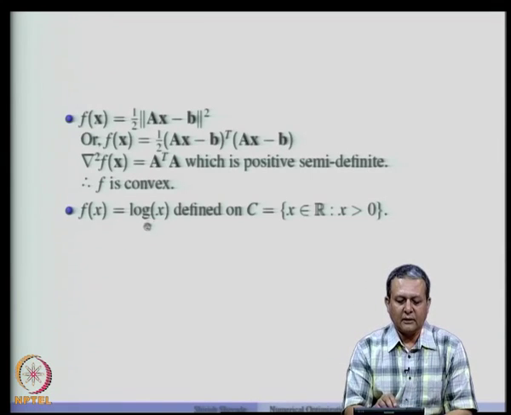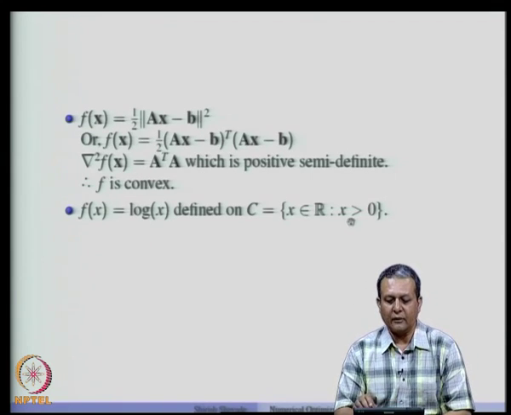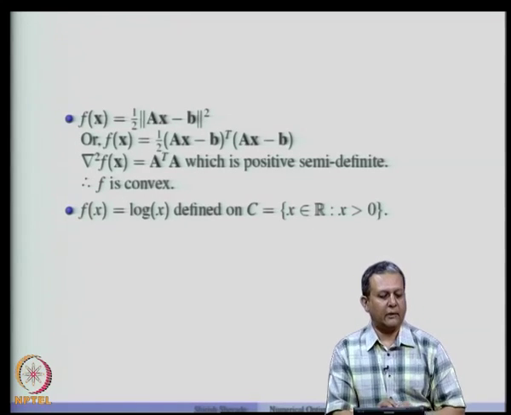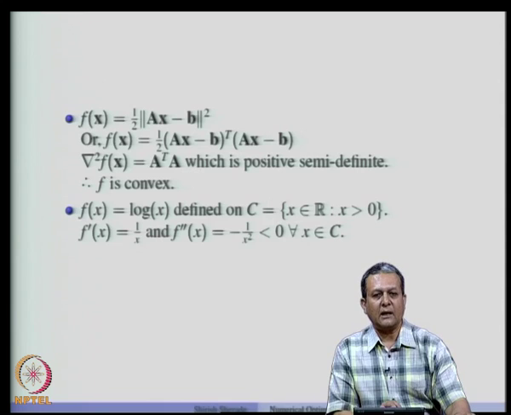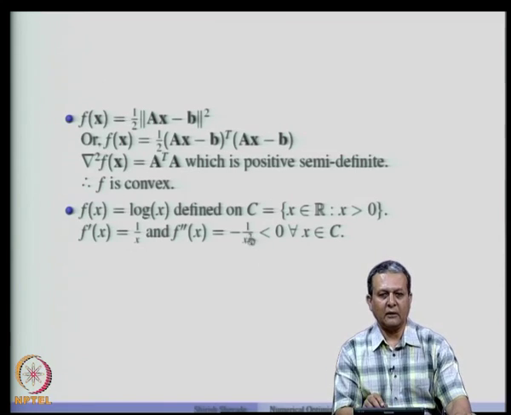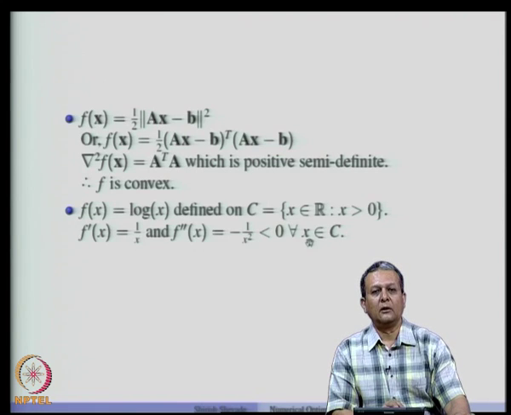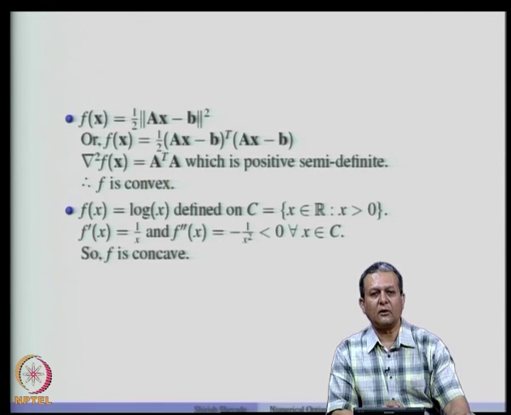Let us consider a function f of x equal to log x, defined again on the set of positive real numbers. If you again take the first derivative and the second derivative, the first derivative is 1 by x and the second derivative is minus 1 by x squared, and that quantity is always less than 0 whenever x belongs to C. So, one can say that if that happens, then the function is concave. These are some examples of convex functions. One can also define new convex functions using existing convex functions. We will study that later.